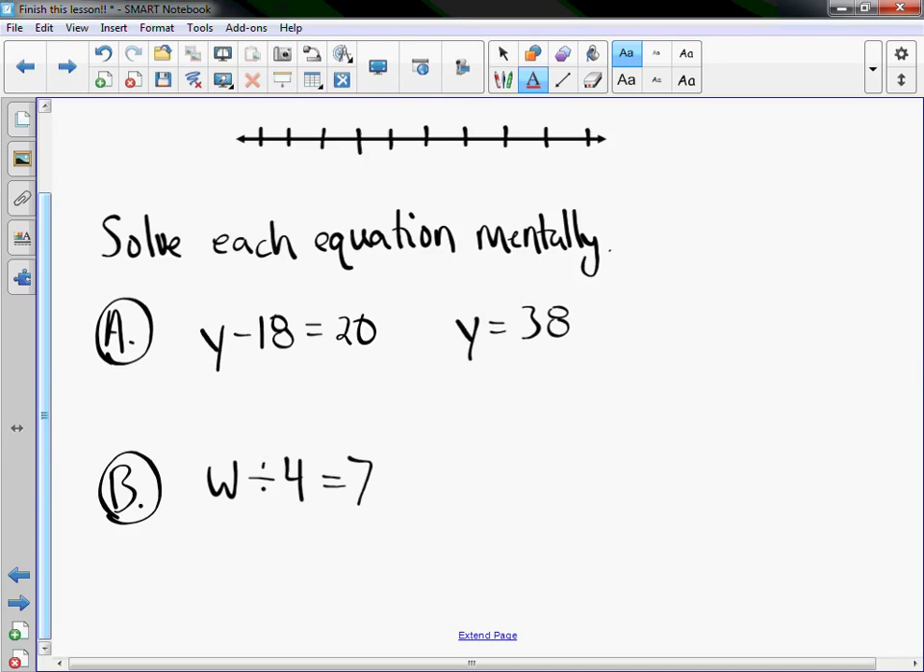Okay. B, what number divided by 4 gives us 7? Well, it's kind of the opposite of 7 times 4. 7 times 4 is 28. 28 divided by 4 gives us 7. So w must be 28.